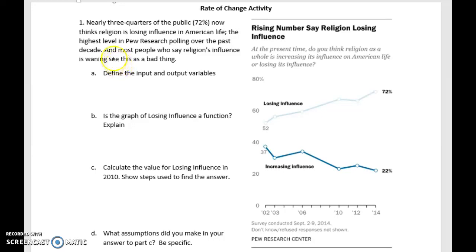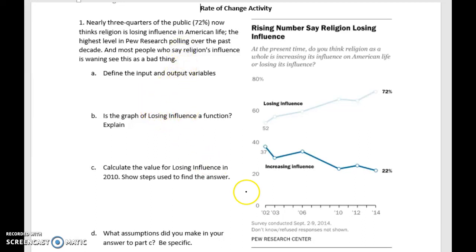So the first thing we want to do is define the input and output variables. It's vitally important that we do this every time so that we know which one is our input and which one is our output. The other thing we want to do is make sure that what we're talking about is a function, because although rate of change can be found if it's not a function, we're going to specifically be looking at things that are functions from this point forward.